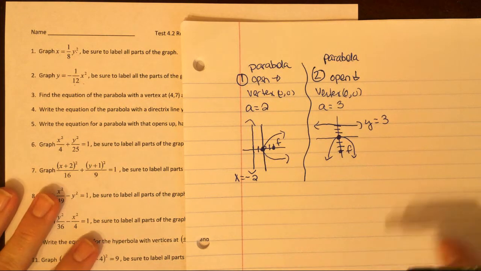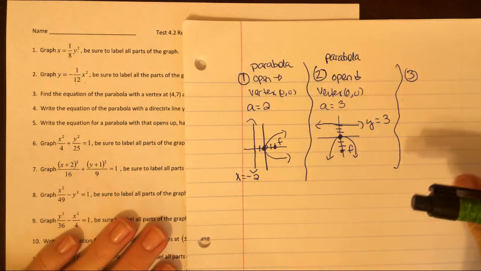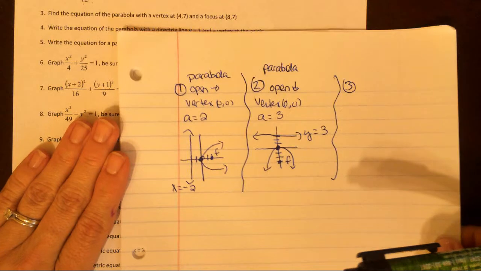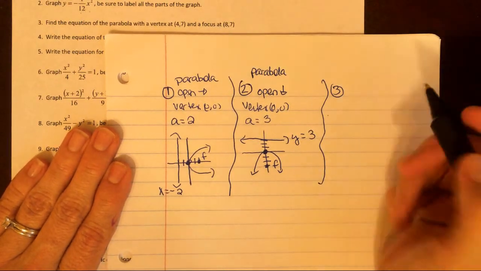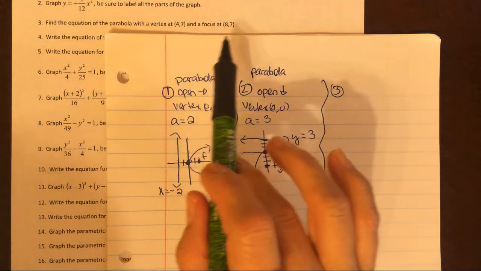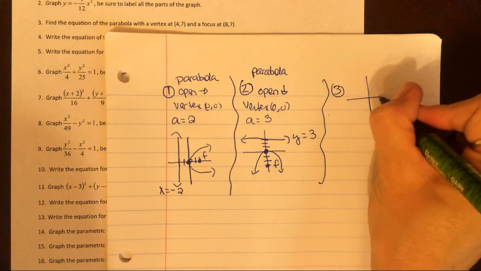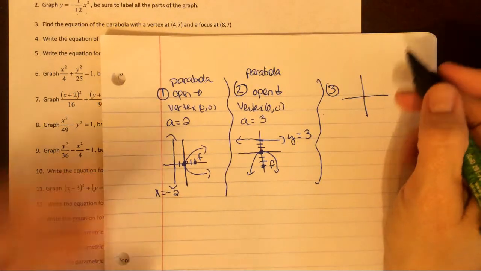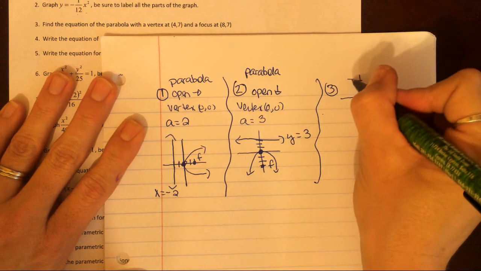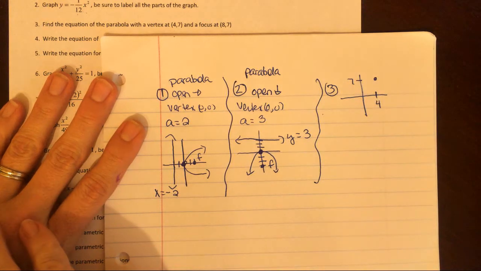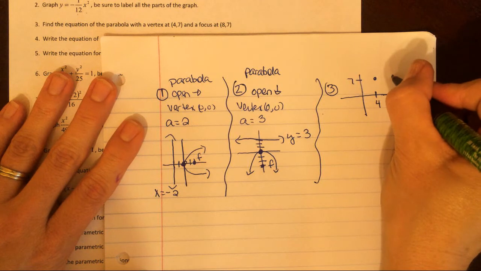Okay. Number 3 wants me to find the equation of a parabola with a vertex at 4, 7 and a focus at 8, 7. So this time they want the equation, but they give me enough information so that I can write it. Anytime they give me some information like this, I like to go graph what they give me first. They tell me I have a vertex at 4, 7. So there's 4, there's 7, I put a point. They also tell me that I have a focus at 8, 7.